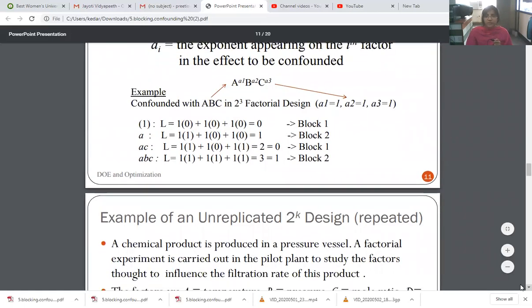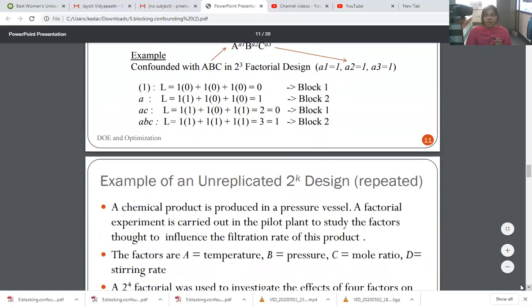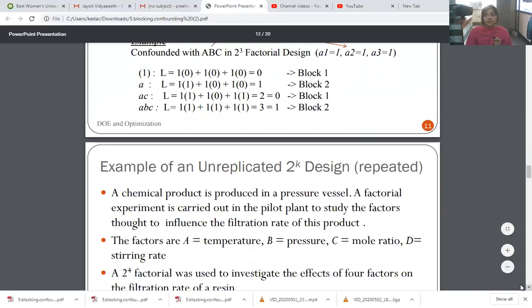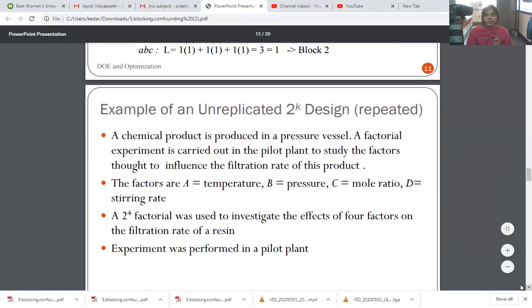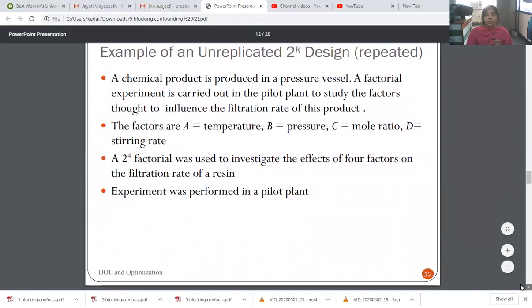Example of an unreplicated 2^k design. A chemical product is produced in a pressure vessel. A factorial experiment is carried out in the pilot plant to study the factors that influence the filtration rate of the product. The factors are A is temperature, B is pressure, C is mole ratio, and D is stirring rate. A 2^4 factorial was used to investigate the effect of the 4 factors on the filtration rate of a resin. The experiment was performed at pilot plant scale.